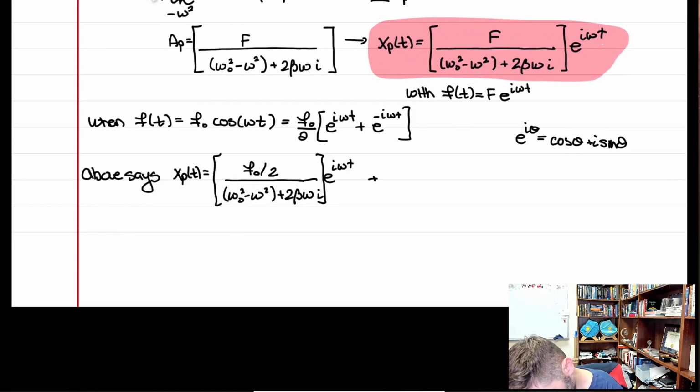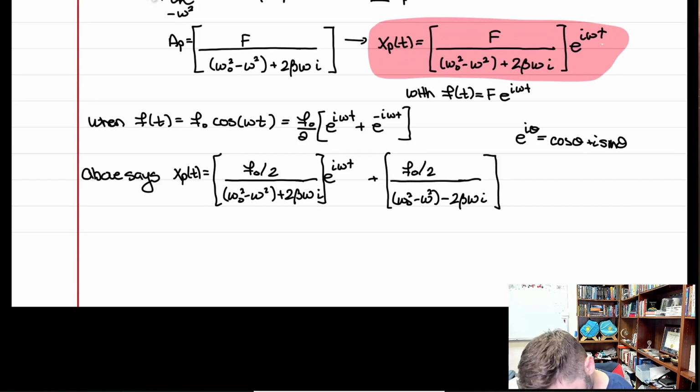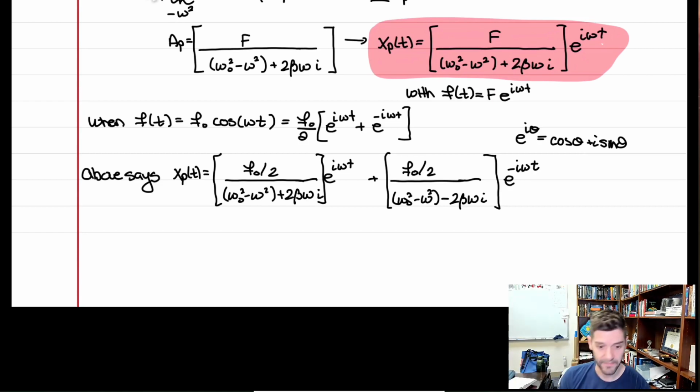But then there's the second exponential, where I expect it's going to be f naught over 2. And it's going to be omega naught squared minus omega squared minus 2 beta omega times i. And again, you can just go through the derivation again if you wanted to convince yourself that that is the case.